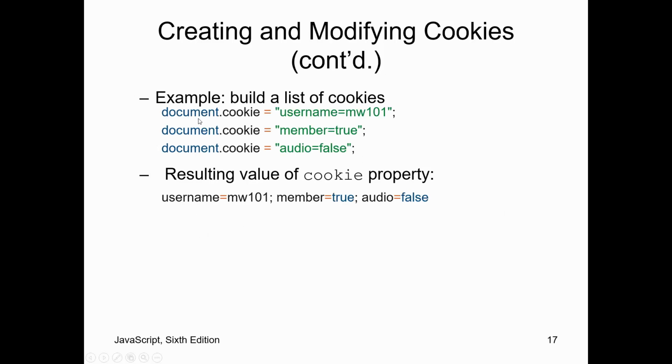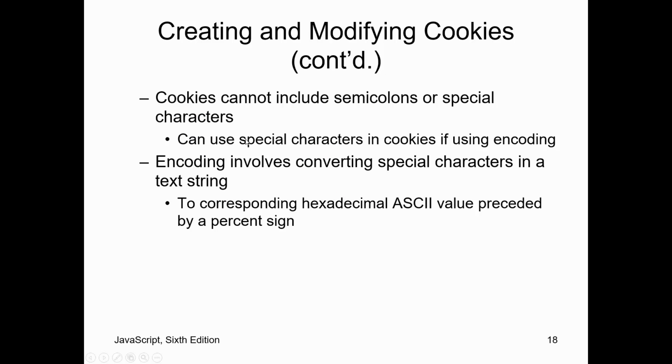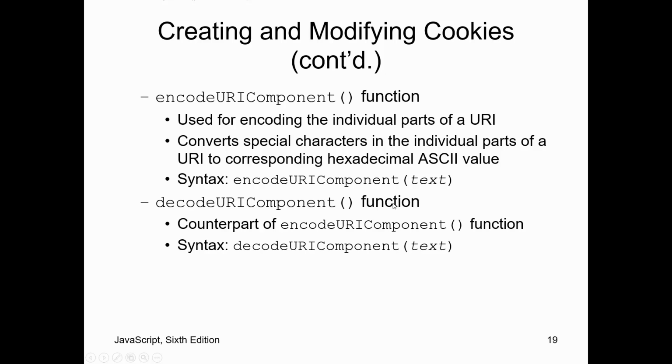Here's an example. Cookies cannot include semicolons or special characters. Cookies can use special characters if you're using encoding. You don't have to worry about any of this stuff. The bottom line is if I put blanks, let's say that rather than a first name and a last name, it saved my entire name as Jeffrey space Scott. That space would be put in there as its ASCII value. That's the way it would show.